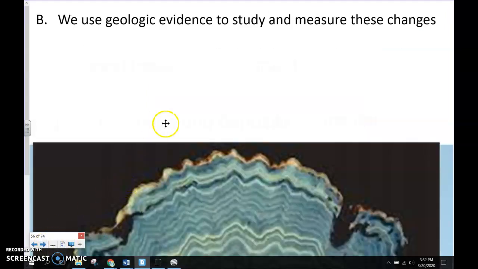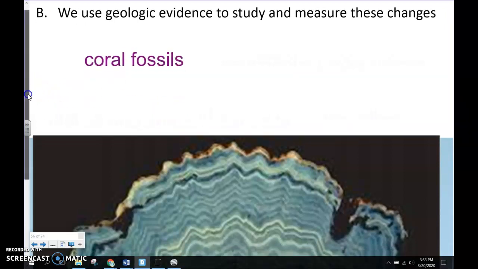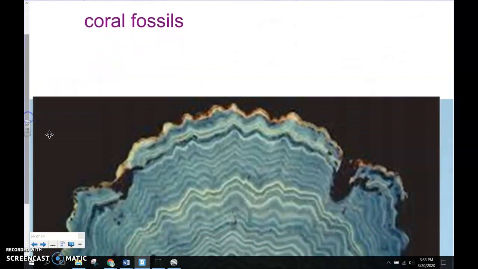How do we know this? Well, we use different evidence from geology to help us out. First one, coral fossils. Okay, we've talked about these in the past. By looking at the stripes created by coral fossils, just like tree rings, but these are rocks. So we've had these records for millennia. They've been around for millions of years, so much longer than a tree ring.